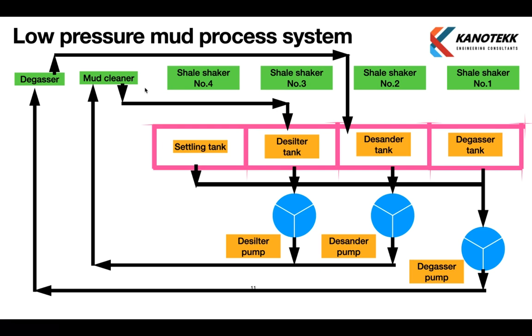After the cuttings are removed, the mud comes to the degasser tank, where it is degassed and taken to the desander and desilter tanks, where it is processed. Desander means removal of sand, and desilter is removal of very small sand particles, which is called silt. Then it moves to the settling tanks. From the settling tanks, the mud flows to the mud pits. That is the return process. So what we discussed in detail is the mud processing and return to mud pits.